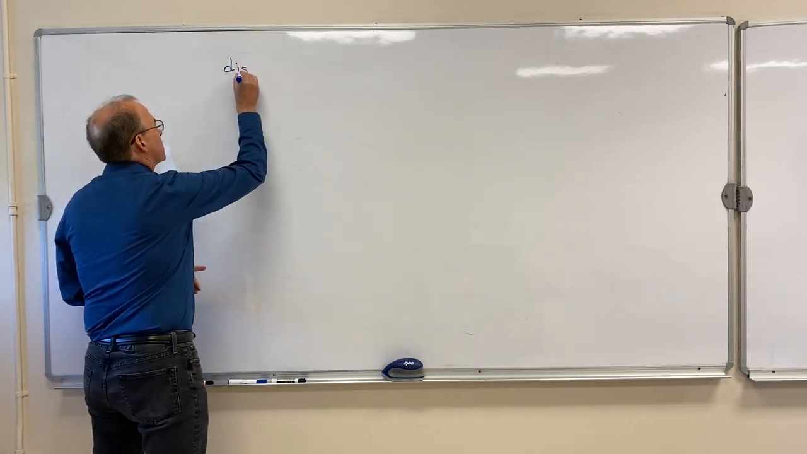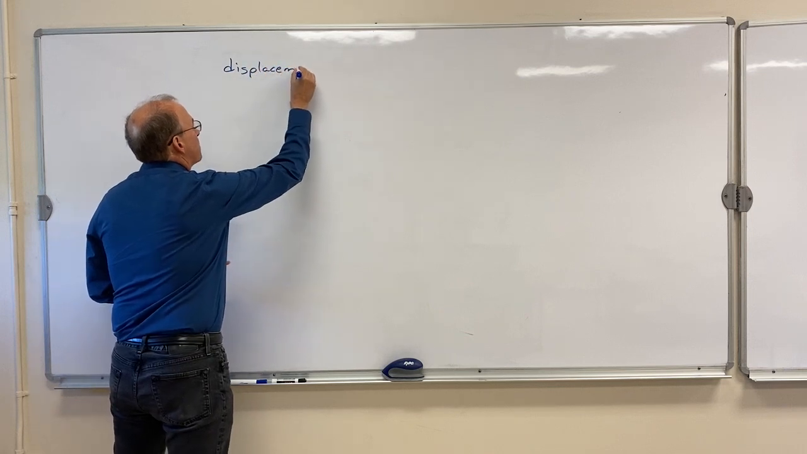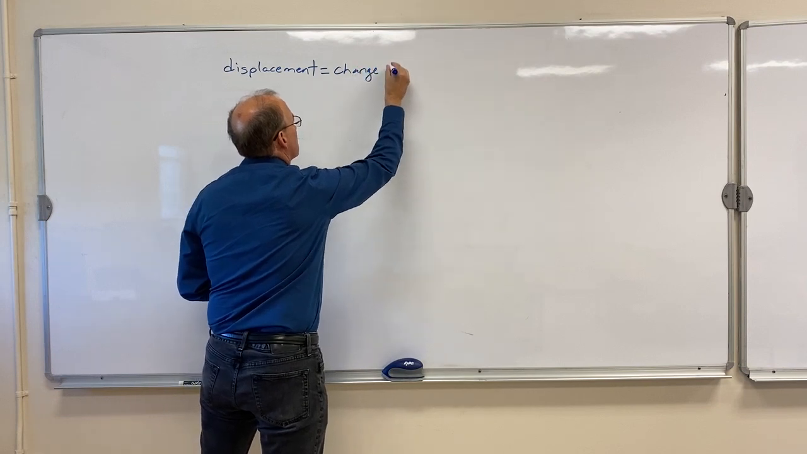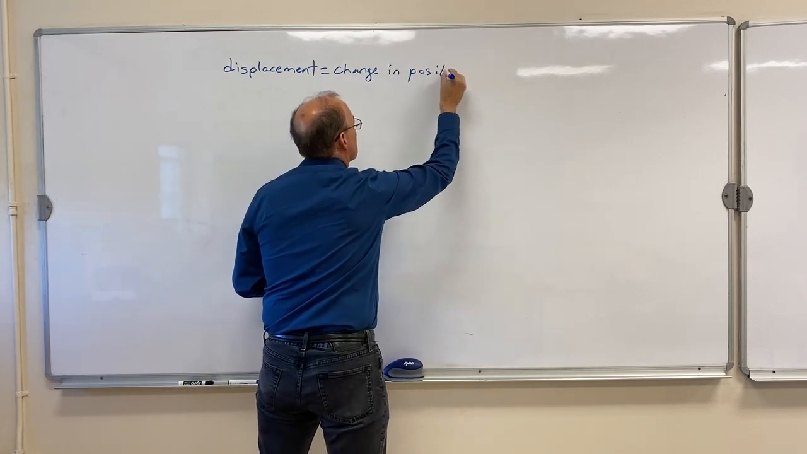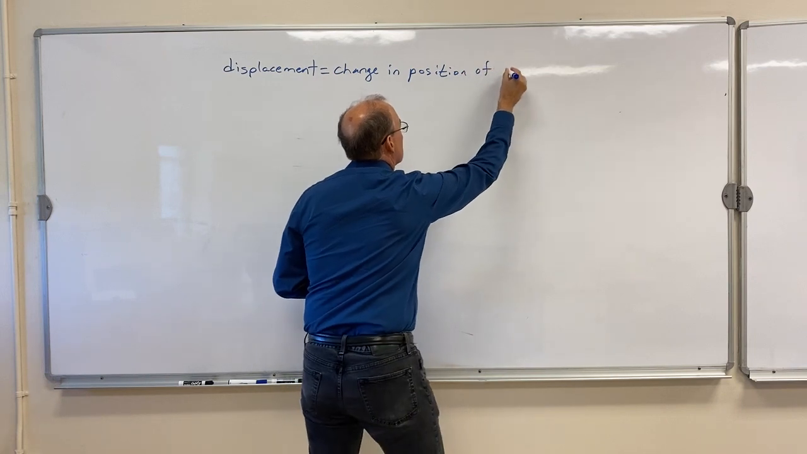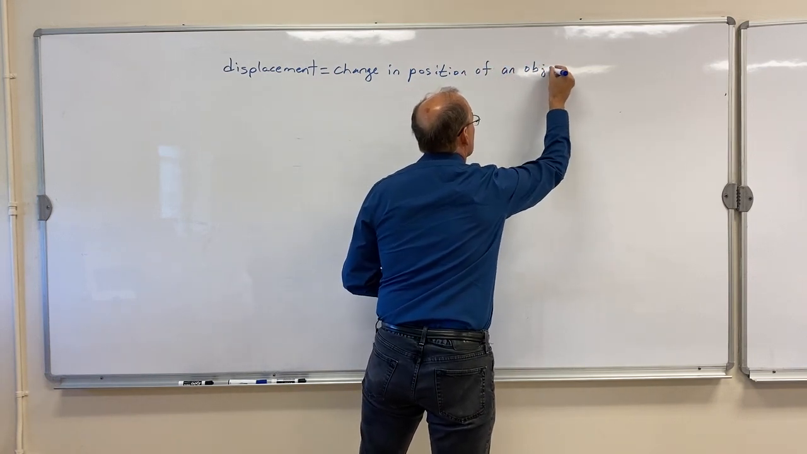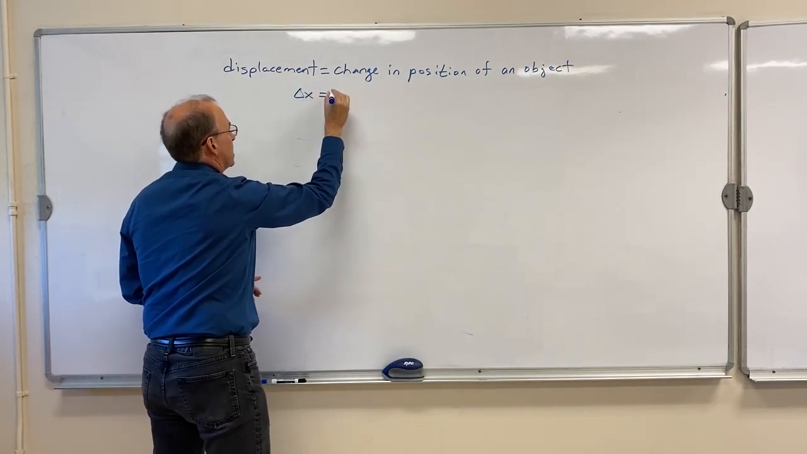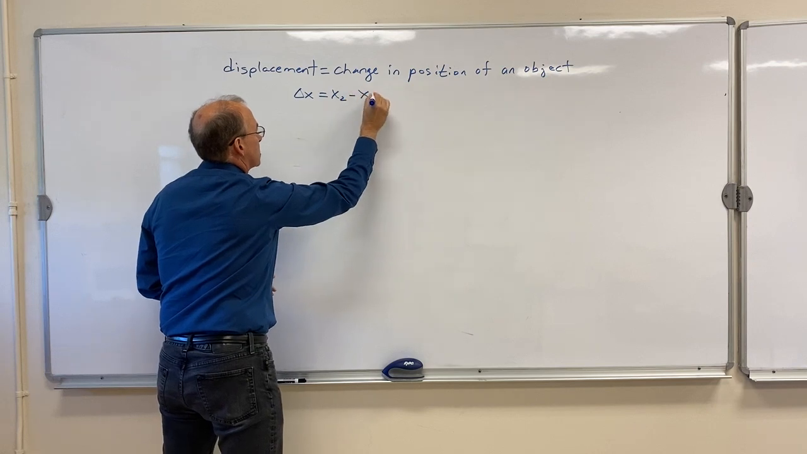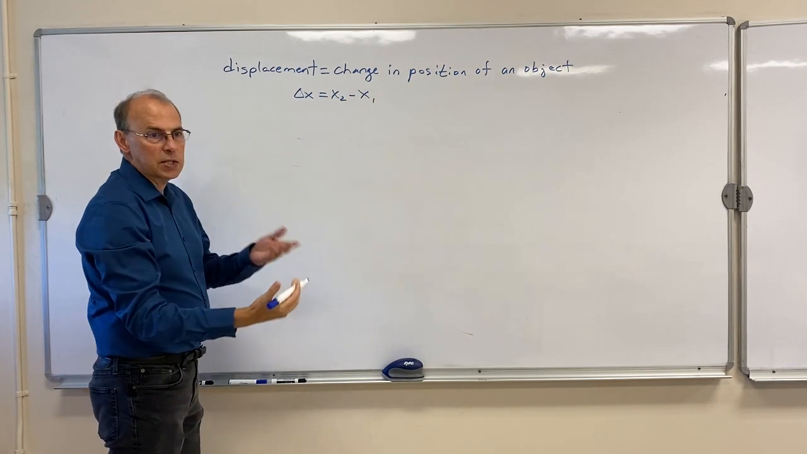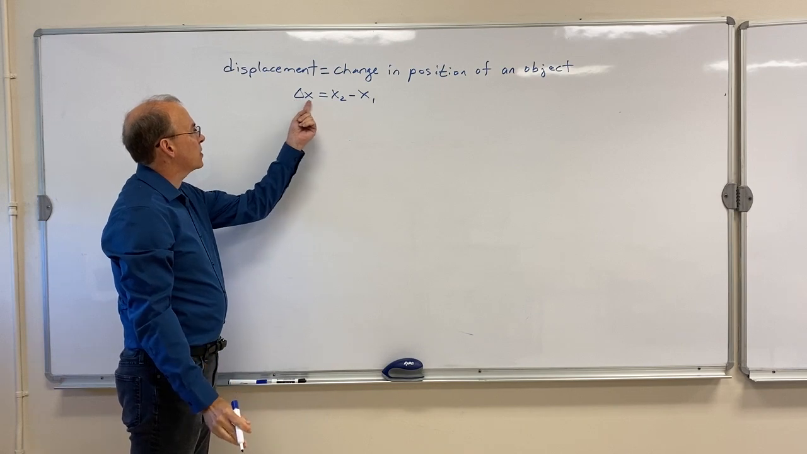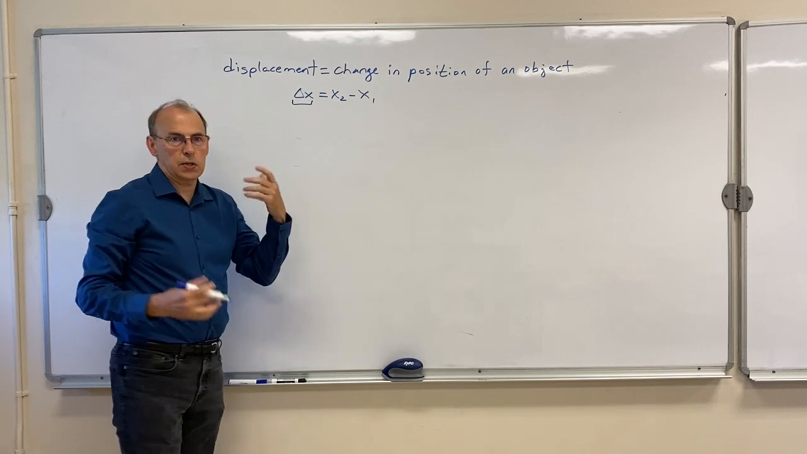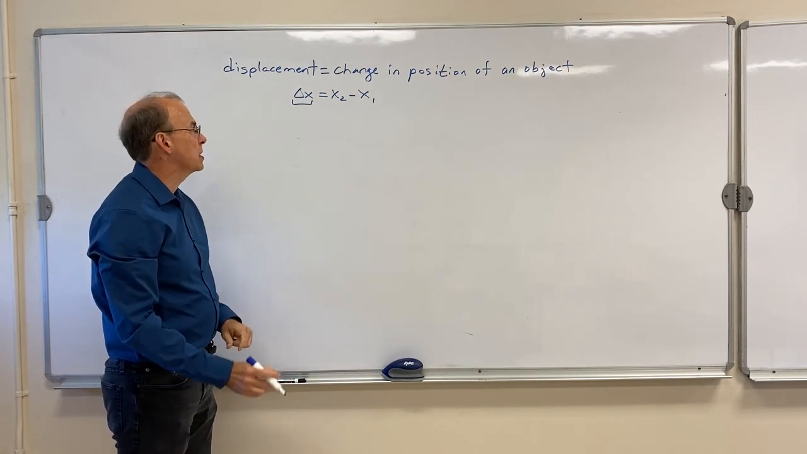Displacement is a vector, it has a direction to it. Displacement is just change in position of an object. We use the symbol delta x to indicate that it's x2 minus x1, or x final minus x initial, if we've written it that way. The delta x is not delta times x. This is meant to be one quantity. Delta x is one thing, it's the displacement.